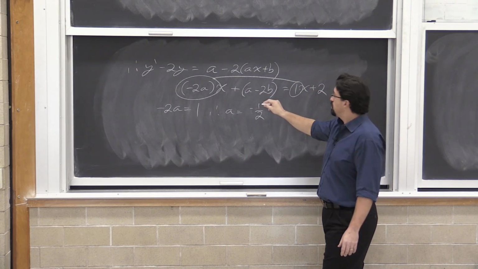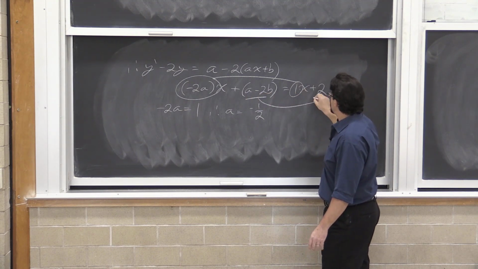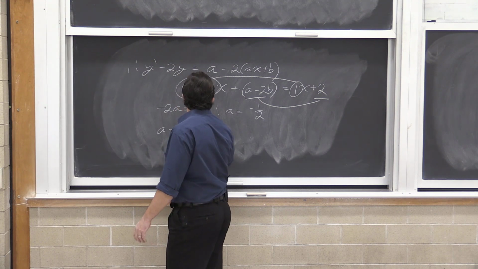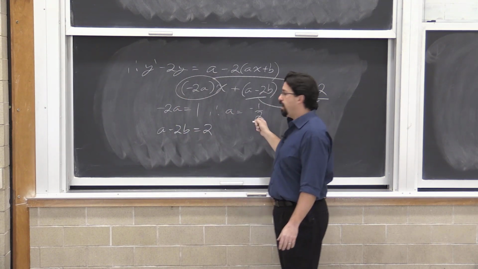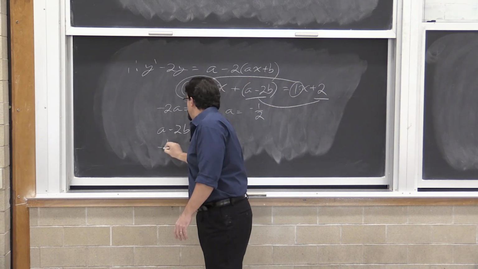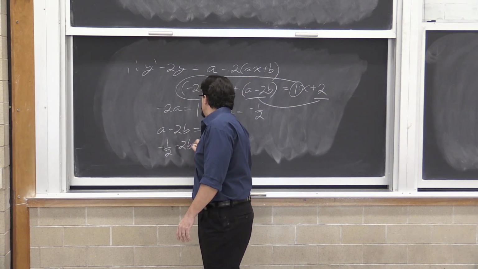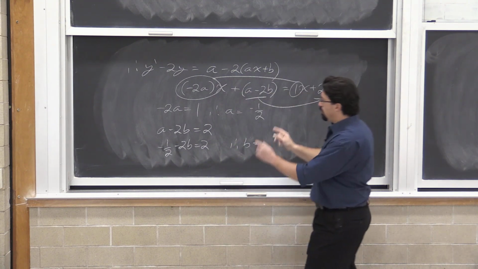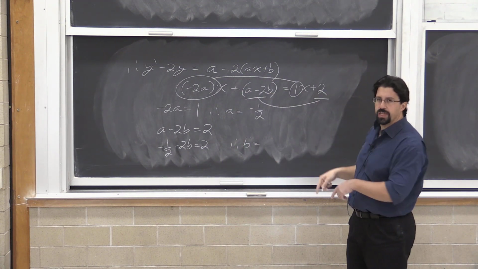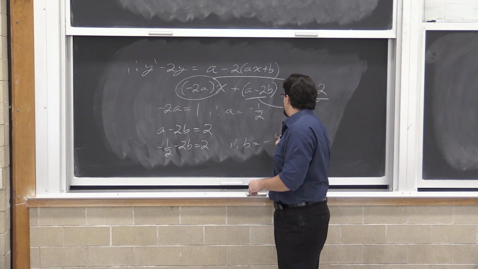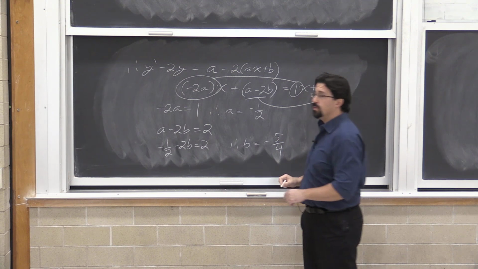We go over here, the constants need to be the same, and so a minus 2b is equal to 2. Well, a is equal to negative 1/2. I can solve it immediately. Negative 1/2 minus 2b is equal to 2. Therefore, b is equal to, we'll bring the 2b to the other side. We're going to have negative 5/2 over there. Divided by 2, it'll become negative 5/4.